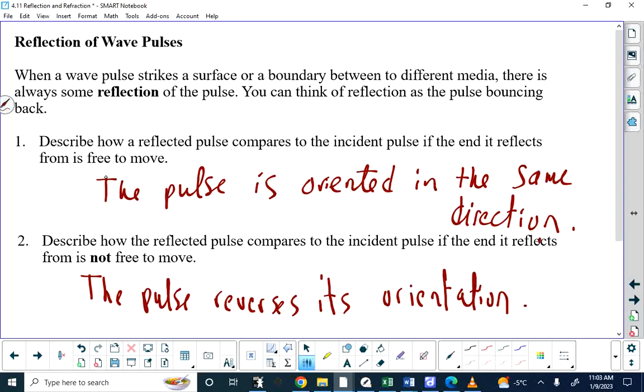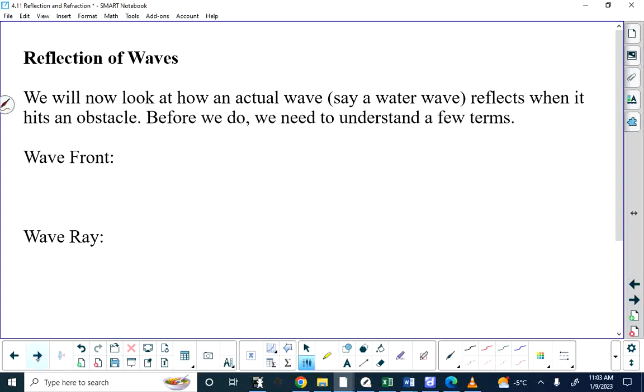Okay. So now what about reflection of waves in general? Well, if anybody's played pool, you understand the concept of reflection is that when a ball hits a bumper on a pool table, it reflects off of that bumper in a particular direction. And generally speaking, the ball bounces off of the bumper in the same but opposite direction and angle as it had when it hit it. Okay? And that's going to be called the law of reflection. We'll get to that in a second.